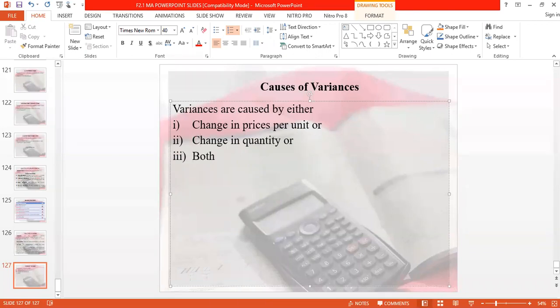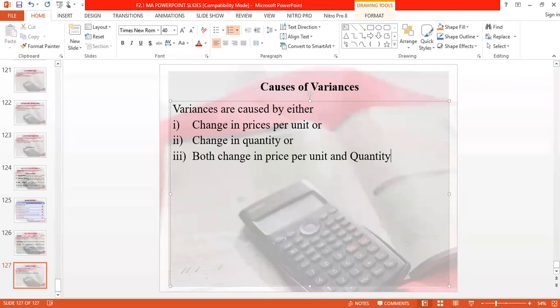Change in price per unit and quantity. What do you mean by that? If you are doing some investigation and you found out that there was a change, maybe we budgeted to make sales of 10 million. We actually made sales of 8 million. And then you want to investigate what caused the changes in variances.